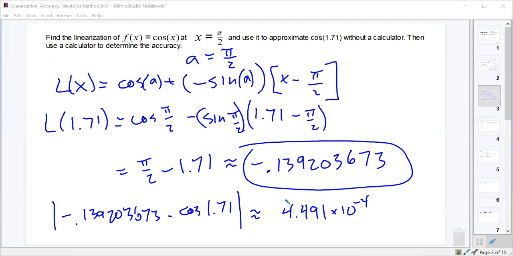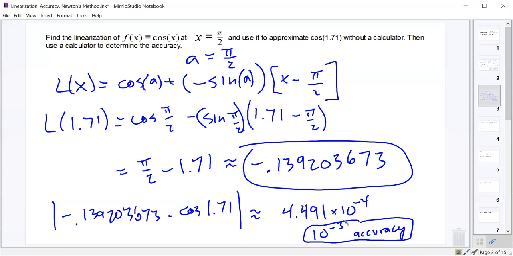It's within, go up 1 power to the -3rd. It's got 10 to the -3 accuracy. Again, it's within 1/1000th of the actual value. So not too bad. Any questions on that? Any issues with that? Everyone's good? All right. We'll keep moving on then.